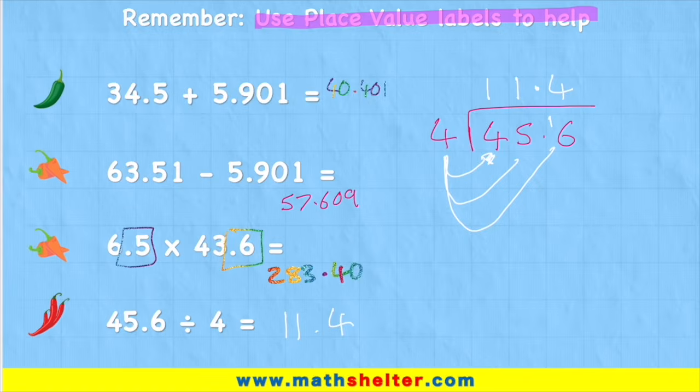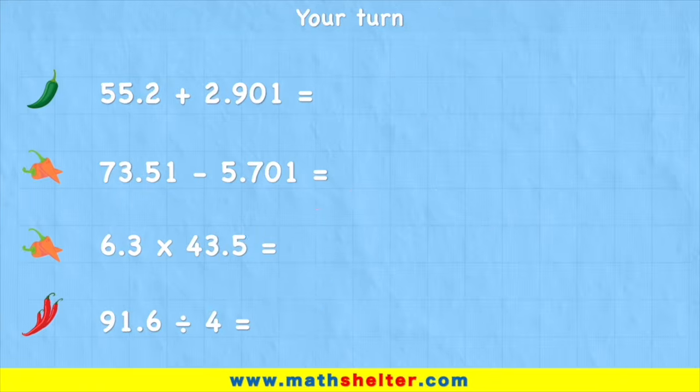That is how to use the 4 processes, or the 4 operations in mathematics with decimal numbers. But before you go, have a go at answering these 4 questions yourself to see if you've understood it. Take some time, press pause on the video now, and put your answers in the comment section. Press pause now. Good luck.